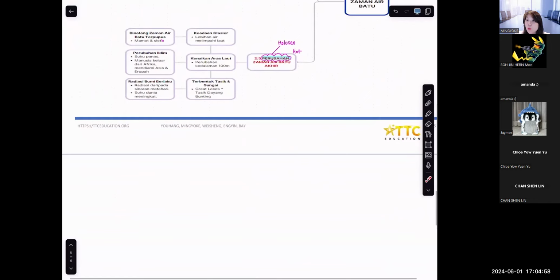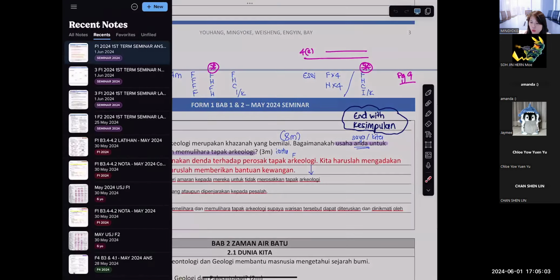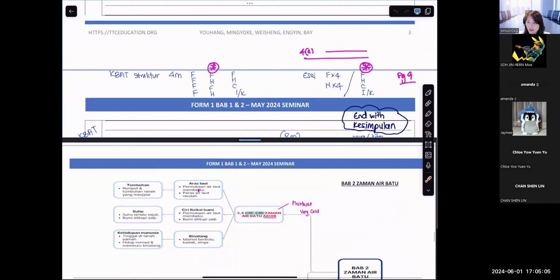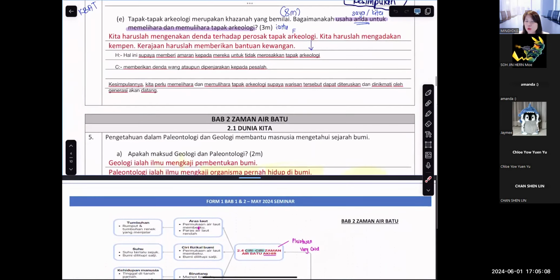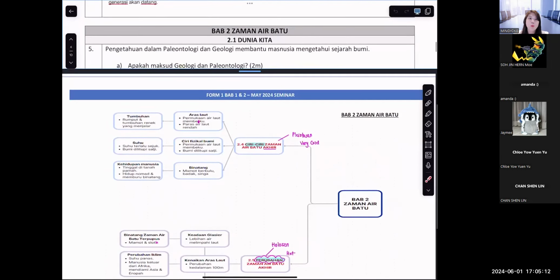Okay? So it is time we take note of the answering technique. Now go to your questions. Guys, go to page 9. Let's go to ice age already. Now, when the exam asks you a structure question, guys, structure. When they ask you maksud, geology and paleontology, maksud is usually in your objective.